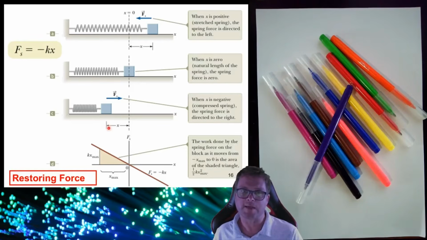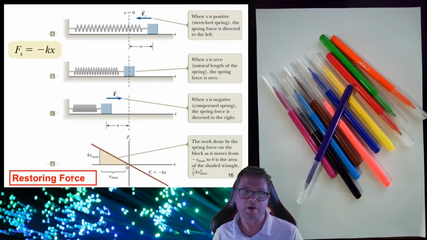On this side, when x is negative, we have a compressed spring, and the spring force is to the right. Again, it's pushing it to the right. So the block would have moved from this position, it would have moved to the left, eventually it would have stopped, and then the spring force will be pushing it to the right again, as shown in this picture here.